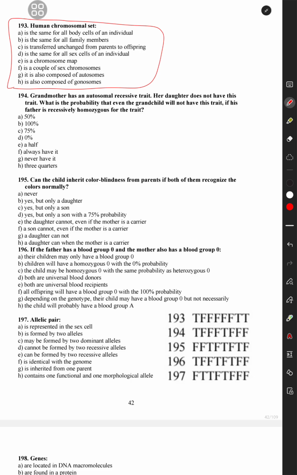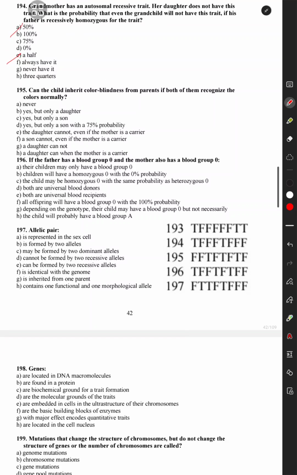Grandmother has an autosomal recessive trait. Her daughter doesn't. Even the grandchild will not have this trait. The father is recessively homozygous for the trait. The daughter does not have it, so she is dominant. 25%. Her daughter does not, so she is... A half. True, false, false, false, true.